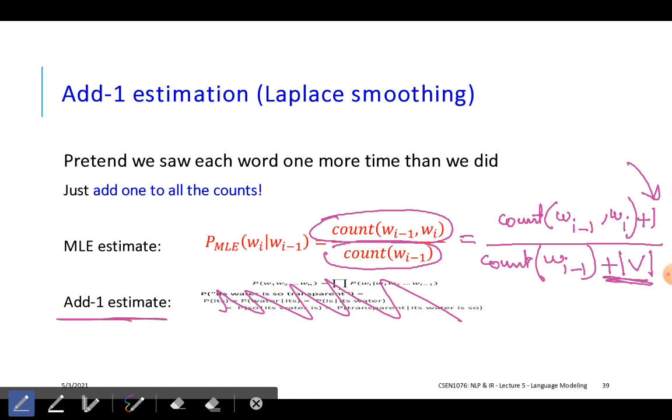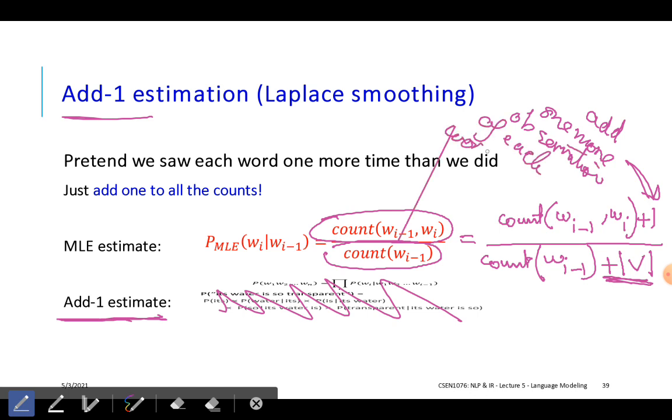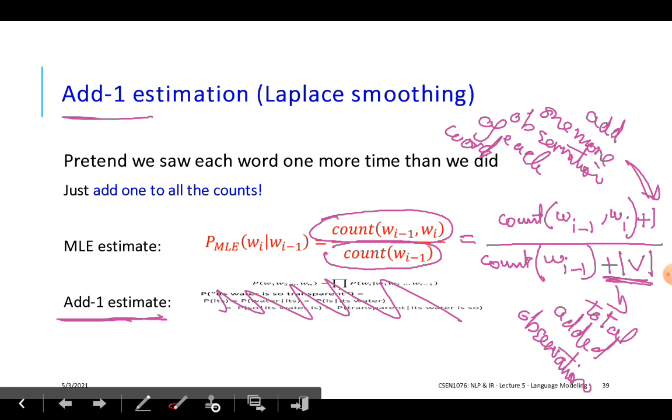Why do we call it add 1 smoothing? It's Laplace smoothing, and it's also add 1 smoothing because here we add 1 more observation of each word. And hence these are total added observations of this word. Okay, so this is how add 1 smoothing would work.